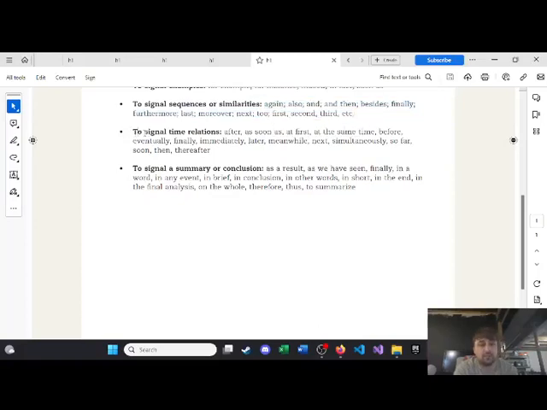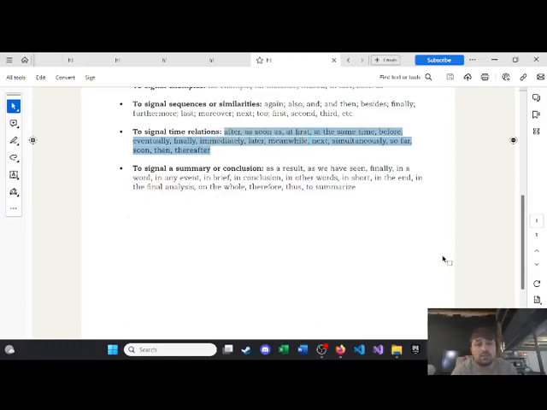And time relations. So especially if you're telling a story or something, events that happen chronologically, you would want to show time passing, right? You don't want to just move from something that happened one day to something that happened the next without telling them, you know, a day has passed between these two things, or even a year has passed, or some amount of time, right? So you say as after, as soon as, at first, at the same time, before, eventually, finally, immediately, later, meanwhile, next, simultaneously, so far, soon, then, thereafter. So these all indicate that some time has passed in some way, right?